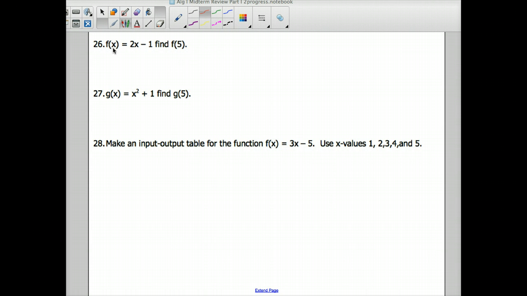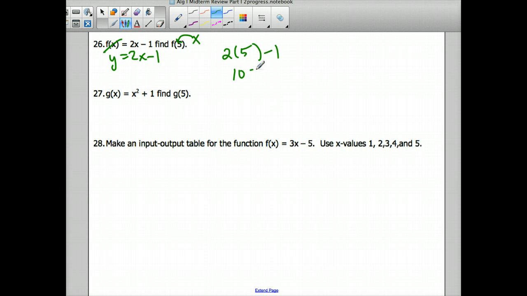So function notation simply says if f of x equals 2x minus 1, really all you're doing is plugging in 5 for x. So you're substituting the 5 in. So you do 2 times 5, because it's 2 times x, minus 1. That equals 10 minus 1 equals 9. So if you're looking for y, 9 is your answer.